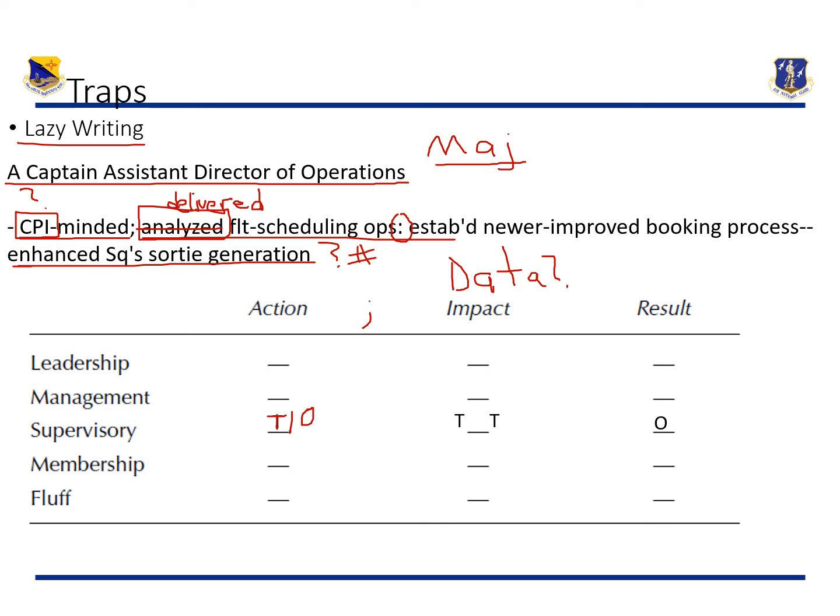Established. I don't even know what this is. It's supposed to be hyphen hyphen normally. Established new or improved booking process, which then enhances squadron sortie generation. What does this have to do with flight scheduling? Booking? Scheduling? You see where I'm going with this? The data and the bullet information is so vague and so lazy that it really detracts from the reality of this bullet. I would dare to say that analyzing or delivering scheduled ops for a major definitely falls at a membership level because a major shouldn't be doing something like that.